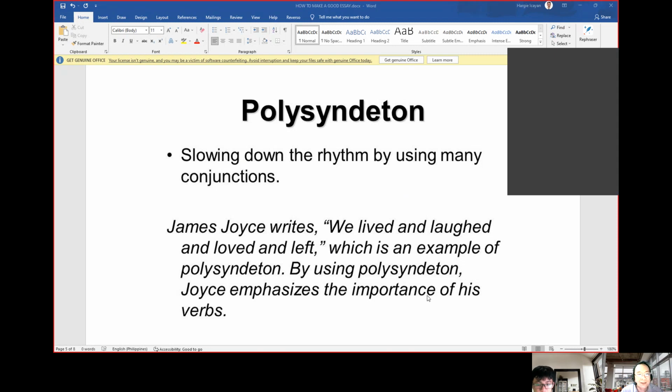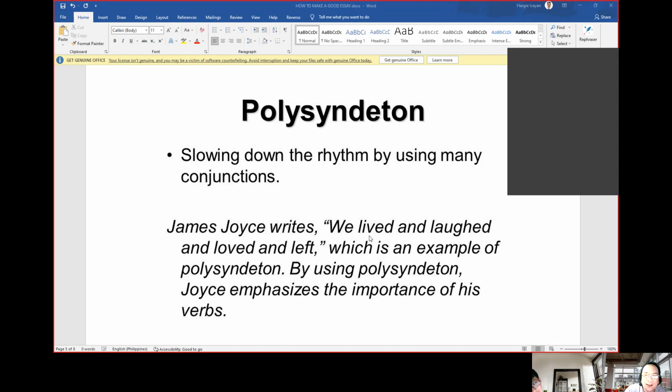James Joyce: "We lived and loved and loved and left." Which is an example of polysyndeton. By using polysyndeton, Joyce emphasized the importance of his verbs. So he emphasizes here the importance of the verb by saying this one.